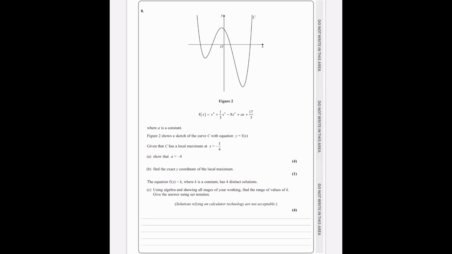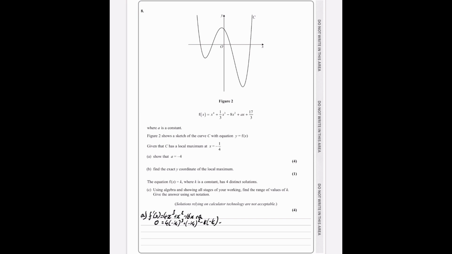Question number 8. To show that a is negative 4, I'm going to take the equation where we know it's got a maximum at x equals negative a quarter, so at that maximum point the gradient will be 0. So if we differentiate our function, 4x cubed plus x squared, subtract 16x plus a. We can equate that to 0 when we substitute negative a quarter in. So 0 will be equal to 4 lots of negative a quarter cubed plus negative a quarter squared, subtract 16 lots of negative a quarter plus a.